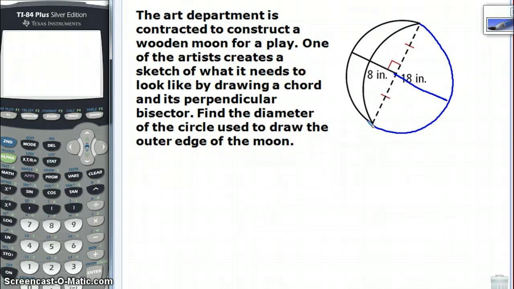So let's go and create this. The interesting thing is this is not the center of the circle. So we're going to call this part over here x. Now, we know these two segments are equal. If the whole thing is 18, that makes that part here 9 and that part here 9. Let's go find x, and then we'll answer the question.